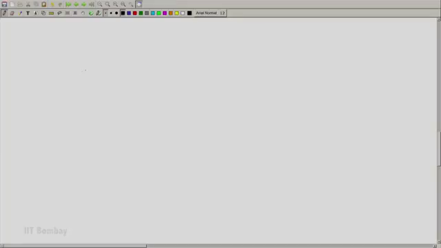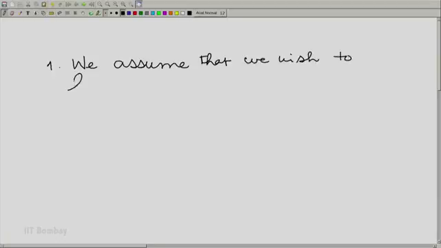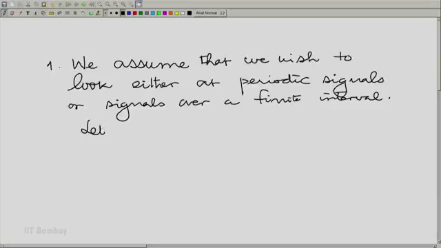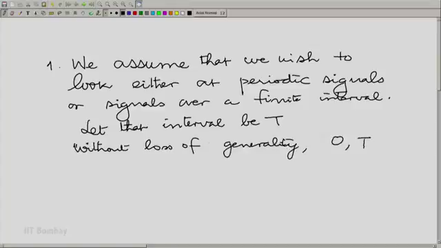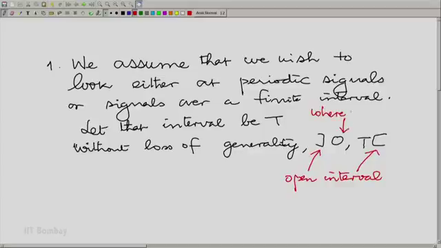The ideas are as follows. Let me put them down one by one. 1. We assume that we wish to look at either periodic signals or signals over a finite interval. Let that interval be T, and again without loss of generality, 0 to T. Please understand the meaning of this notation here. This notation means that we are talking about the open interval from 0 to T. Secondly, 0 is our choice. Where we put 0 is our choice. That is why I am saying without loss of generality.